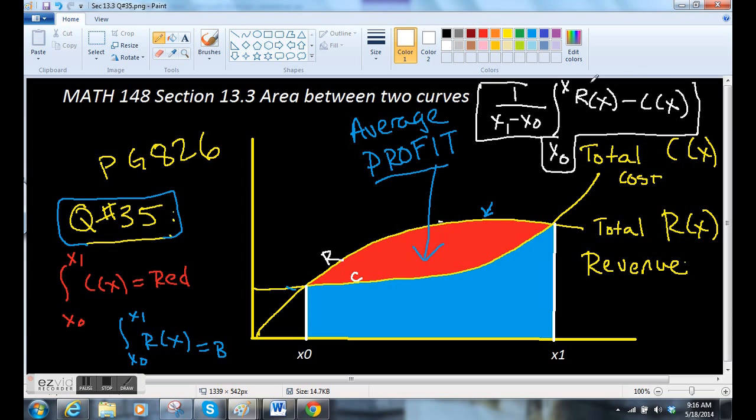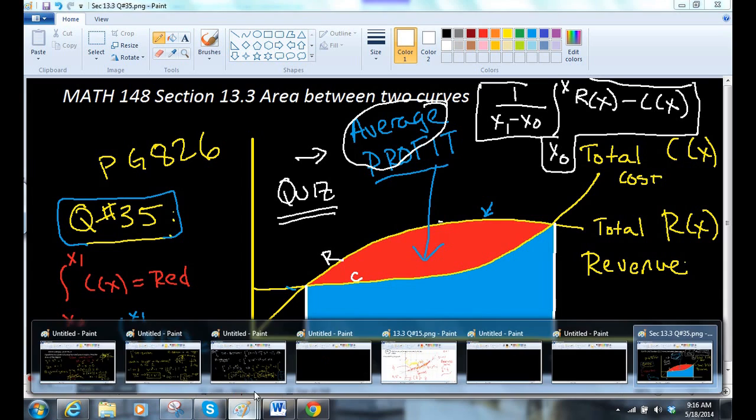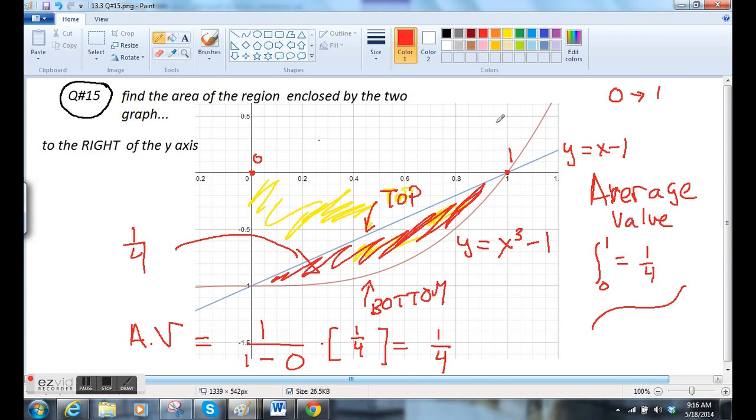So I think there's an average profit or average cost problem on your quiz, so you can look at that. And as always, let me know if you have any questions. And I believe that on the test I will give you a graph for these problems because I think the graph makes it much easier. Okay guys, good luck. Let me know when you get stuck.